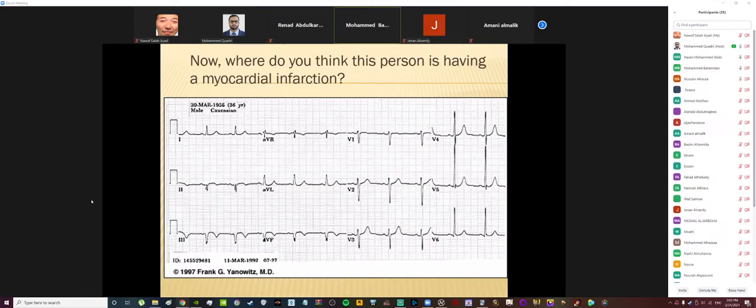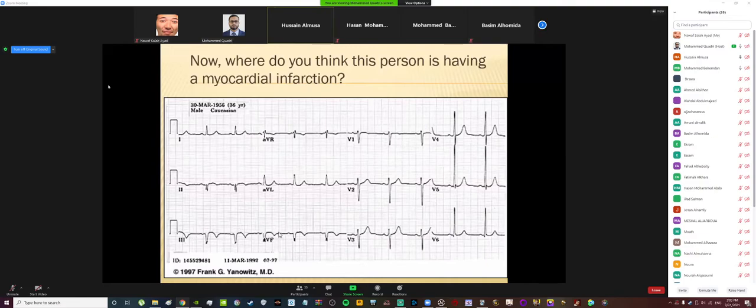Is it V4? V2? V3? One by one, please. V1, V2. This is V1. This is V2. Lead 2, lead 3. So is there elevation in V1 or V2 or not? First tell me. No, V2, V3. Sorry, lead 2, lead 3. And what else? Lead 2, lead 3, what else? AVF.